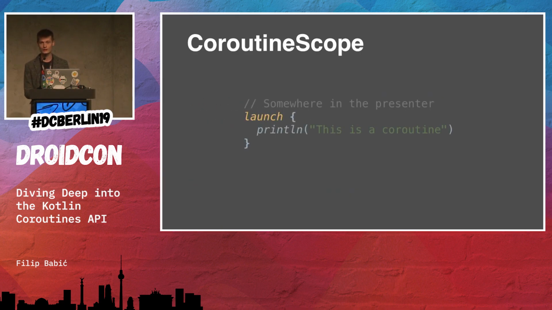So now, when you're in the presenter, you can use the launch function as you would usually do it. And now you have default threading and default lifecycle handling behind this piece of code, and you don't really have to worry about that. So every single piece of asynchronous work which should be executed in the background thread can be done using a simple launch block.